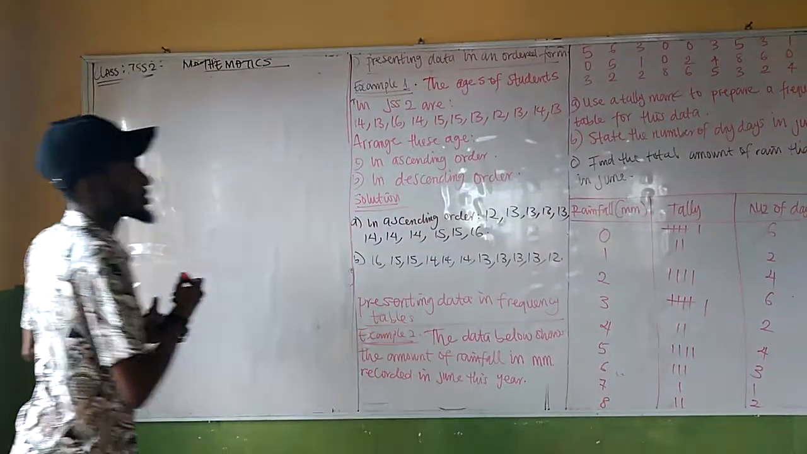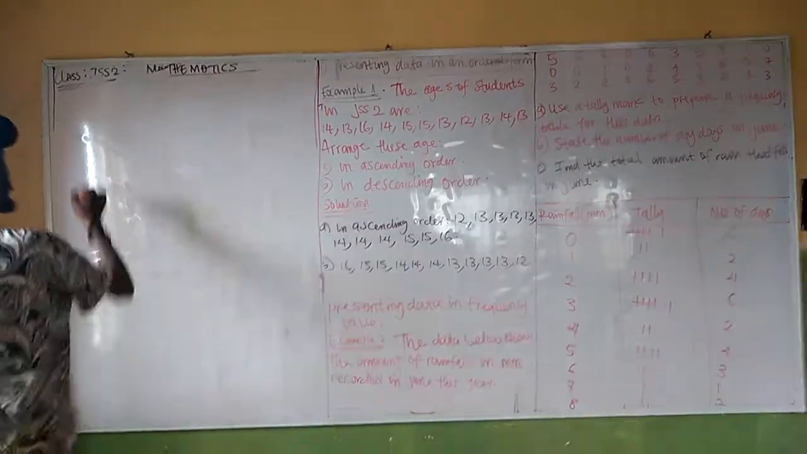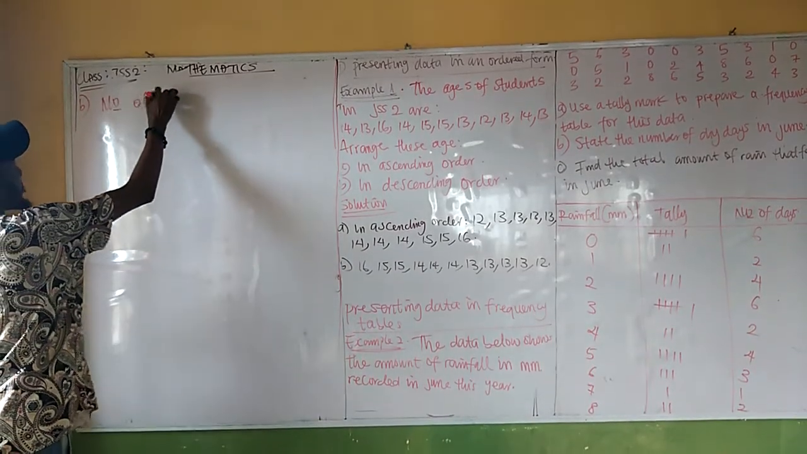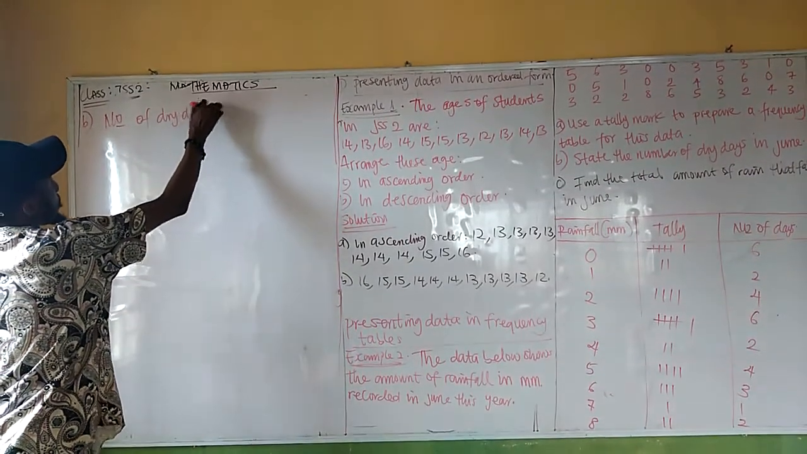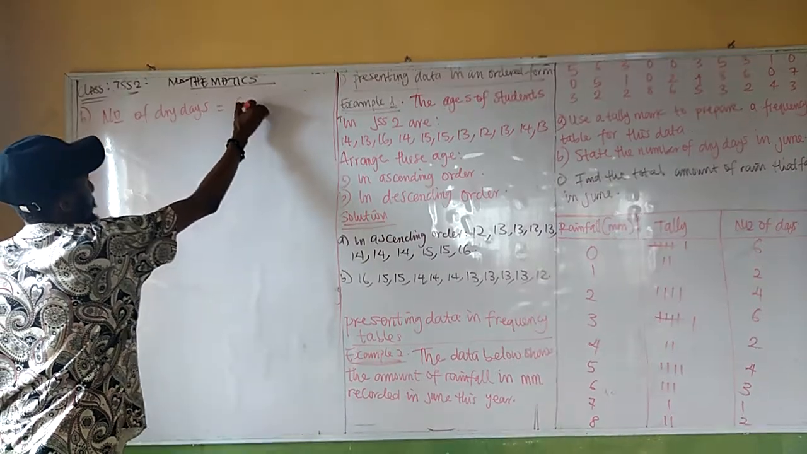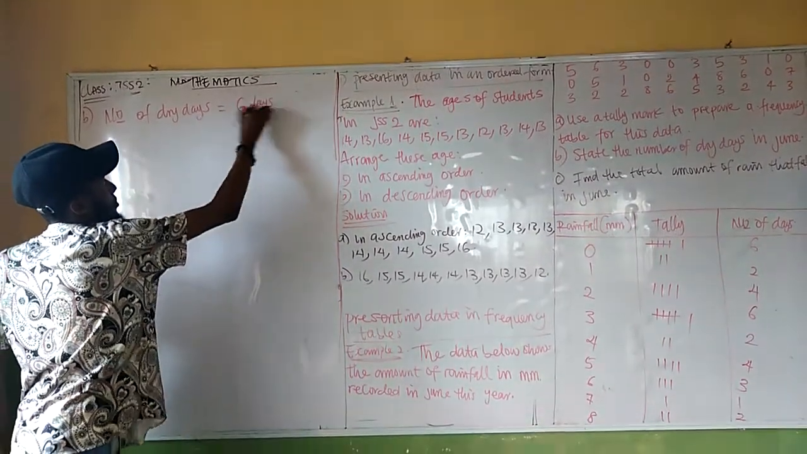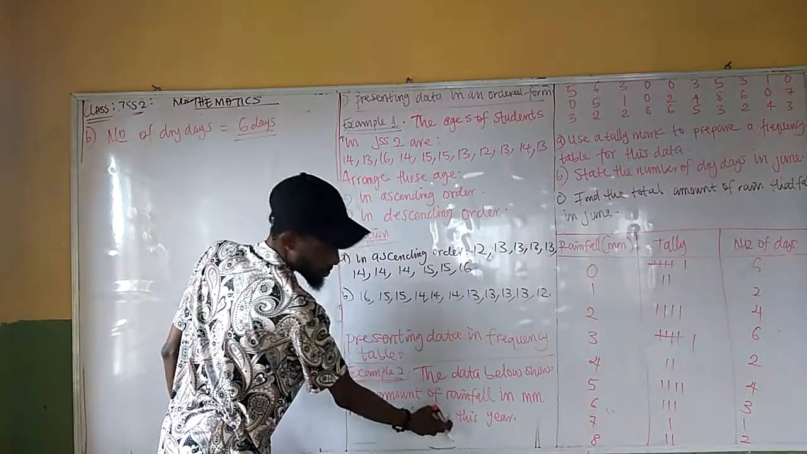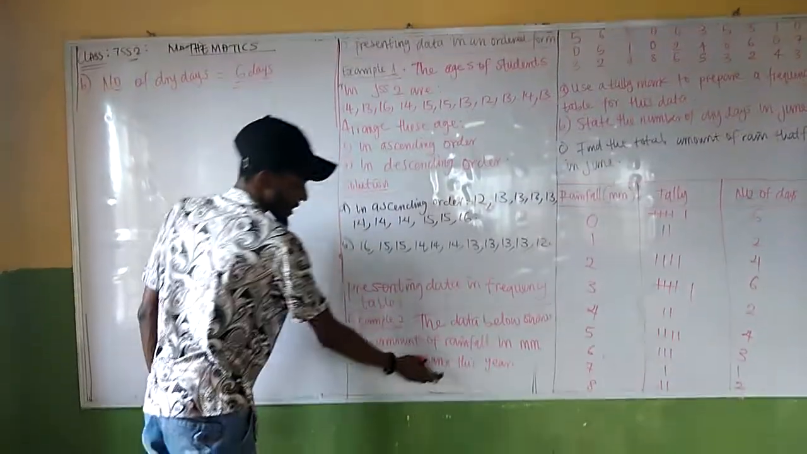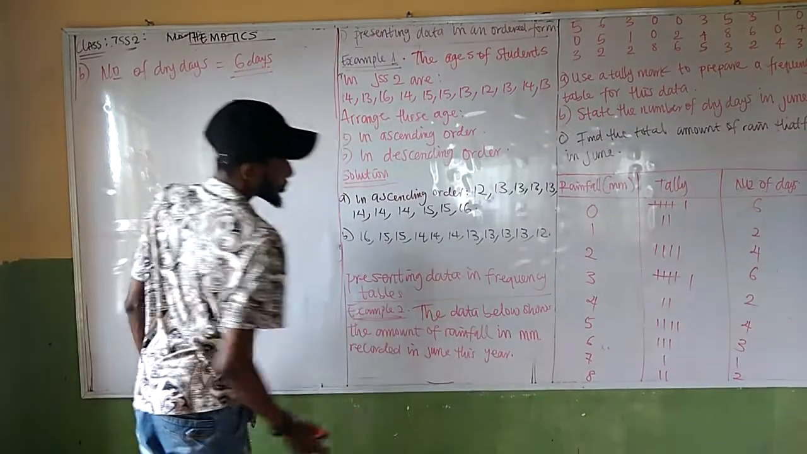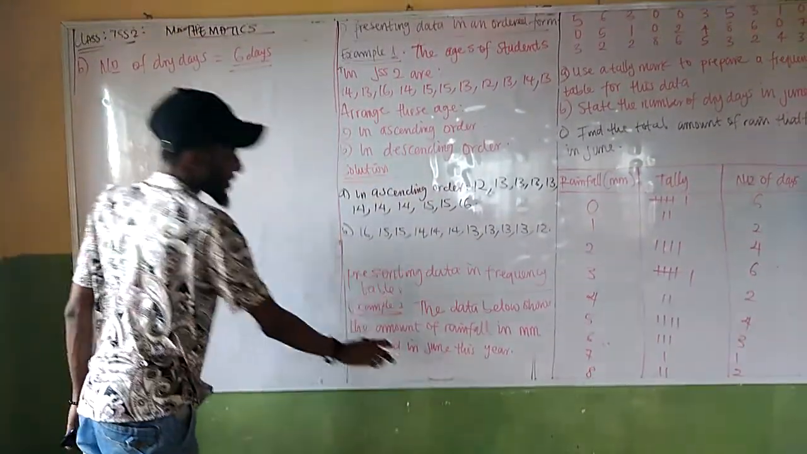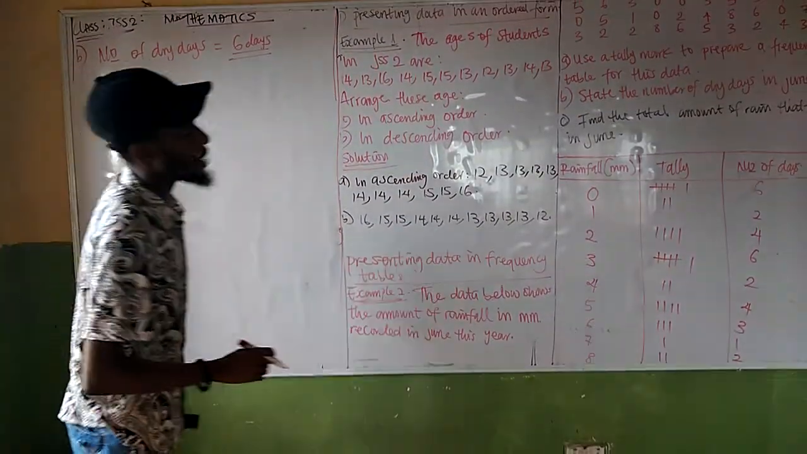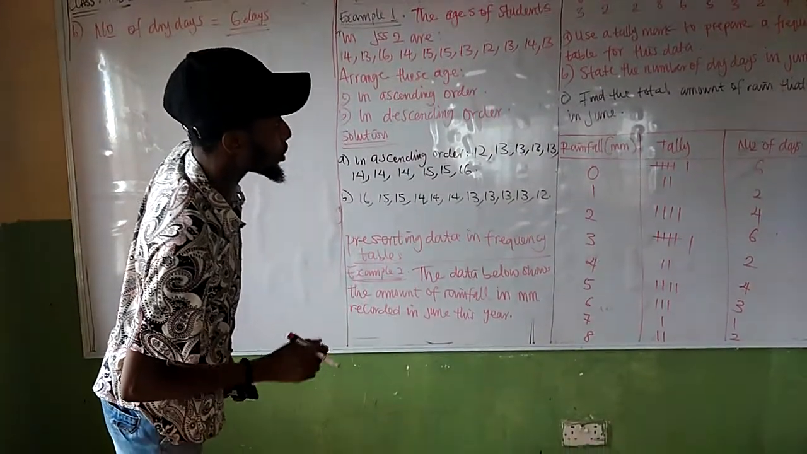Now the second question says state the number of dry days in June, which is B. The number of dry days is 6 days. So remember, this information was gathered around June this year. Take note of that. So the number of dry days around that June is 6 days.